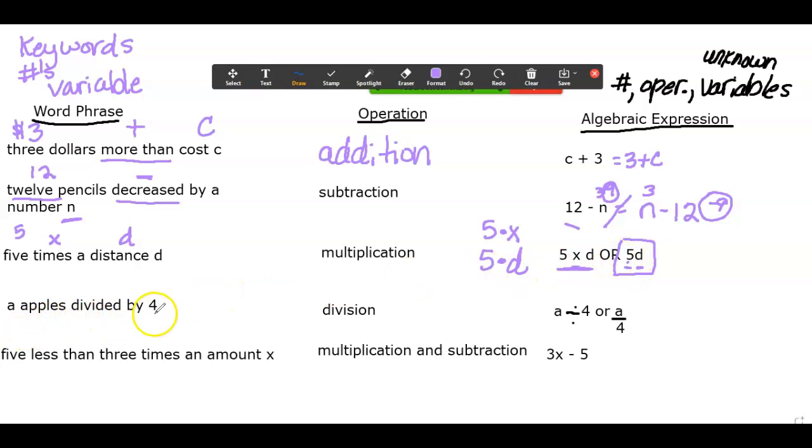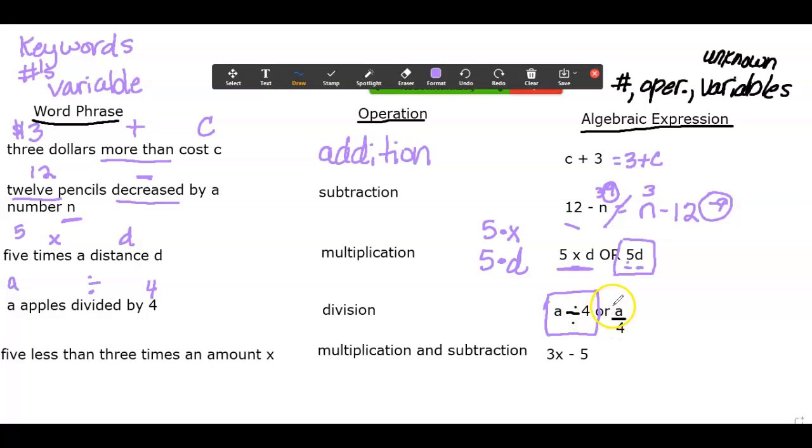So then we have this down here. Well, they start off with a variable, a. I have a apples. So I don't know how many apples, but there's a. And look, it actually specifically tells us divide and then by 4. Now, when I am dividing, normally we say this, a divided by 4.